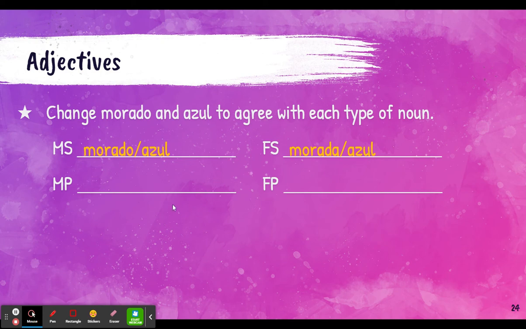To describe a masculine plural noun, it's going to be morados and azules. This is a consonant, so we add ES to make it plural. And if we're describing a feminine plural noun, it will become moradas and azules. Again, the L adds an ES because it ends in a consonant.